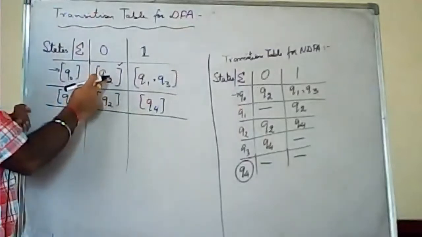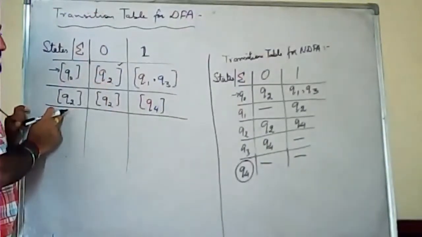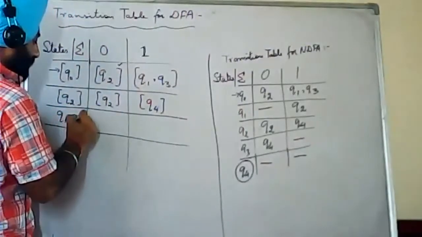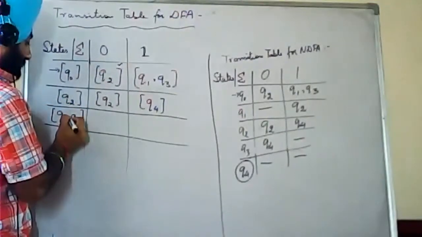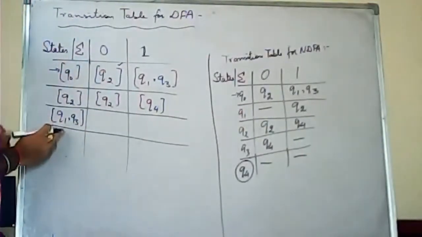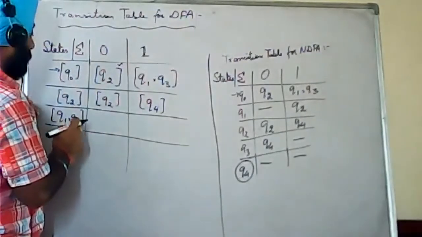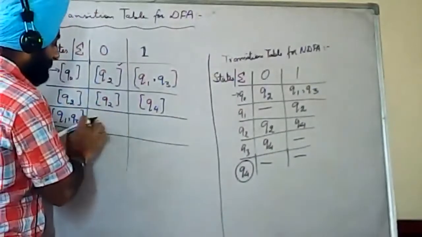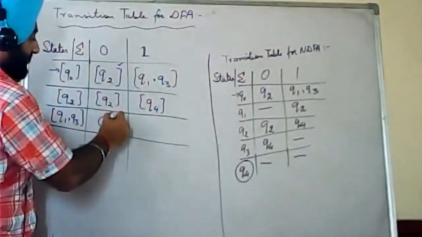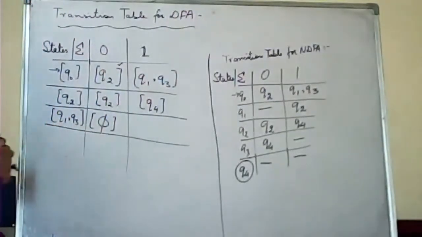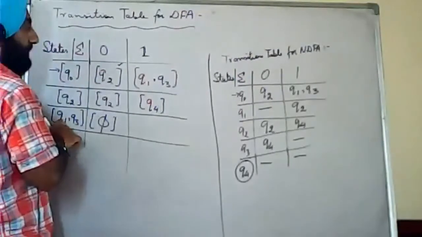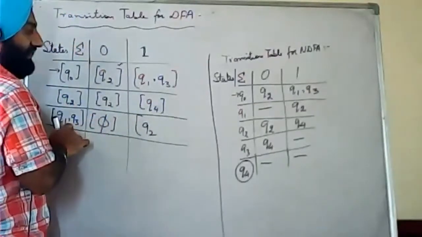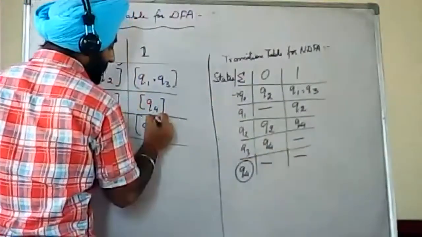So this has been traversed. I have written Q2 once. Now the turn is for Q1 comma Q3. So Q1 upon the processing of 0, that is dash. Or you can also represent it with phi. Phi is for empty set. So Q1 upon the processing of 1 is going to Q2, and Q3 upon the processing of 1, nowhere.